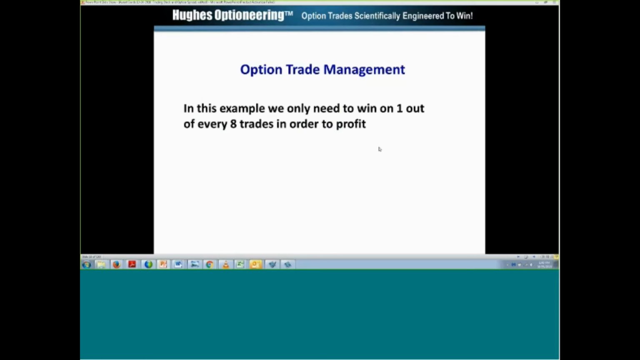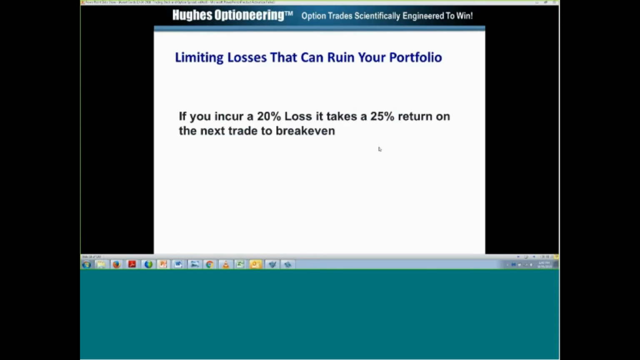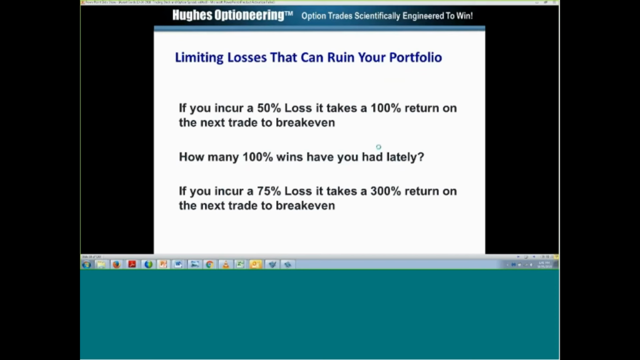So those are just examples of our money management rules in action. And in this example, we only need to win on 1 out of every 8 trades in order to profit. Because our average winning trade, 136%, was so high, we only need to win on 1 out of 8 trades in order to profit. So if you incur a 20% loss on an option, it takes a 25% return on your next trade to break even from that trade. But if you incur a 50% loss, it takes a 100% return on the next trade just to break even.